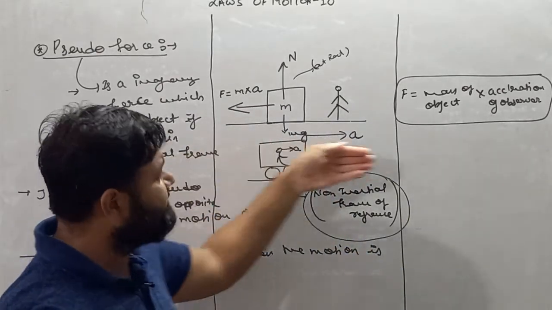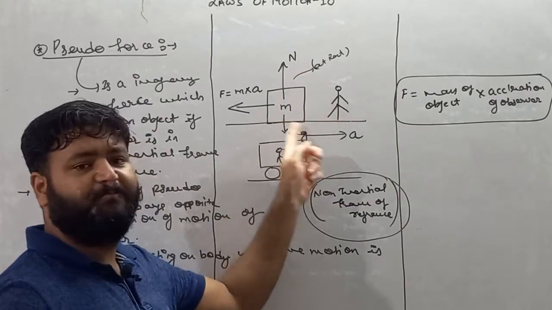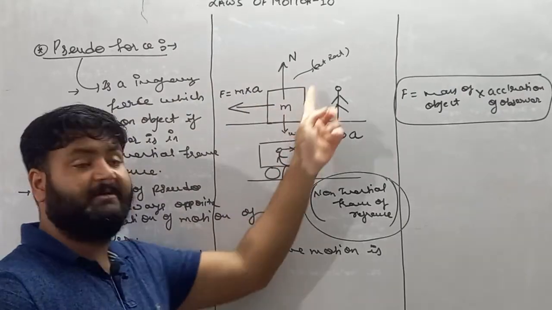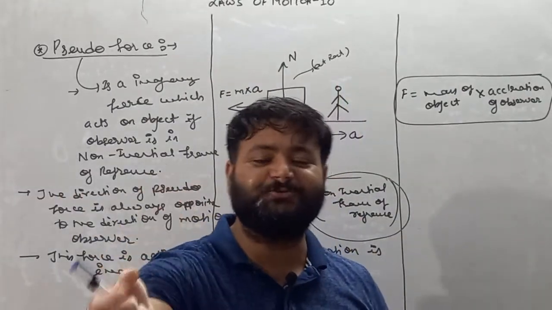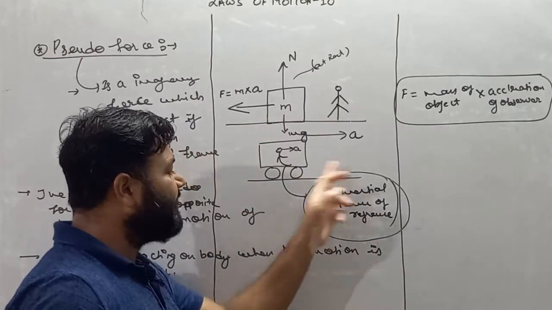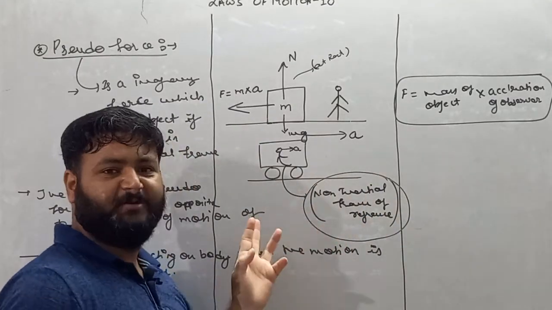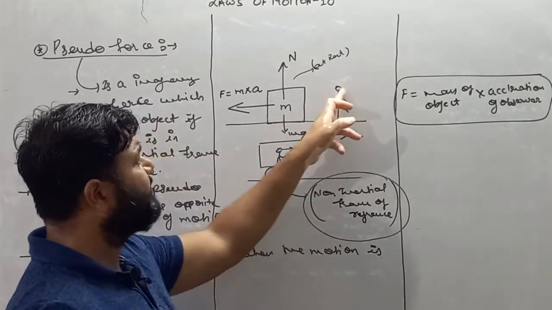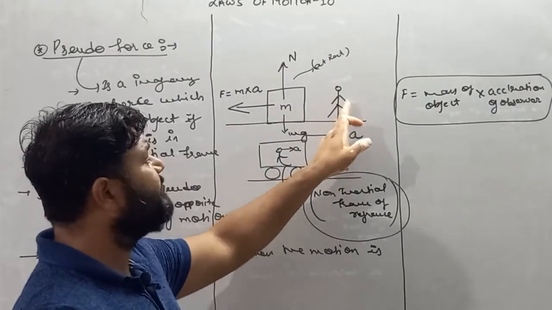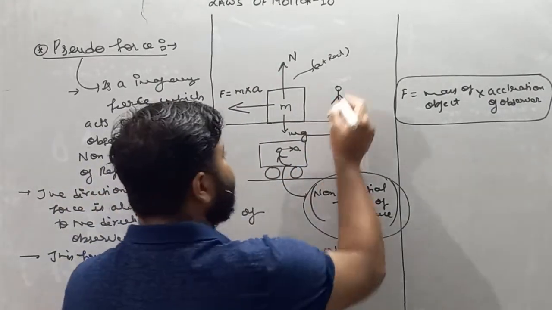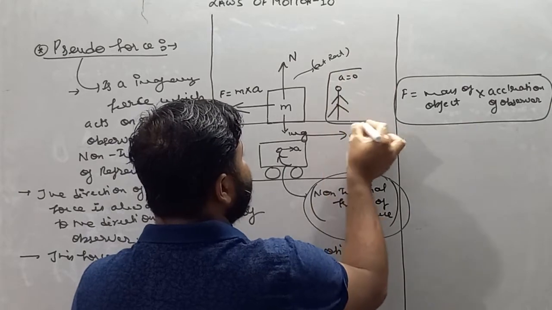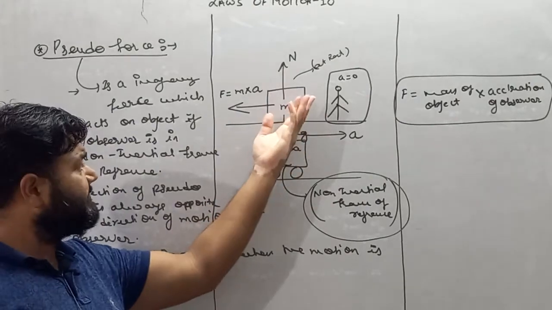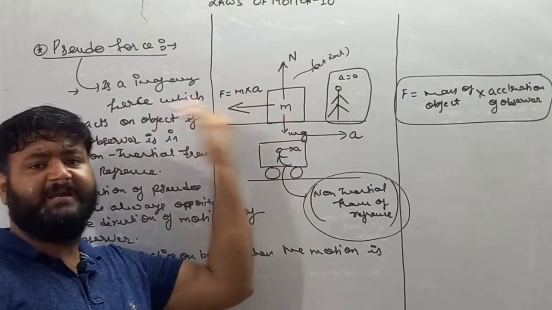So if the train is moving like this, and a box is there on the platform, the box appears to move in backward direction. Actually the block is at rest, but it appears to be in motion. Why? Because the observer is in a non-inertial frame of reference. If the observer is standing behind the block, then the observer says that the block is at rest. This is basically an inertial frame of reference, because under the condition of inertial frame of reference, observer acceleration is 0.